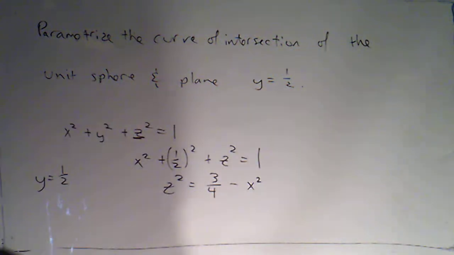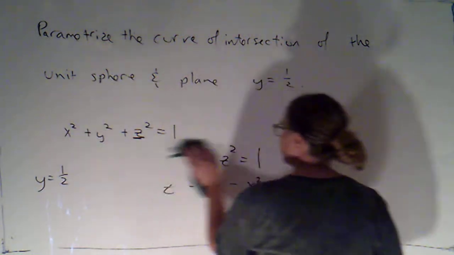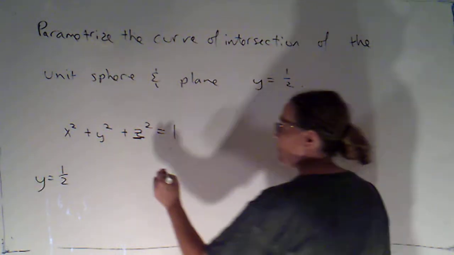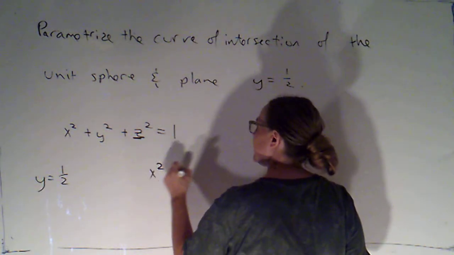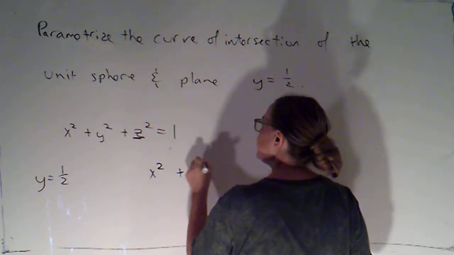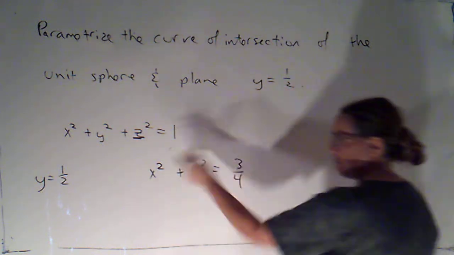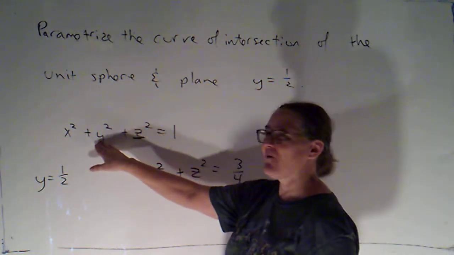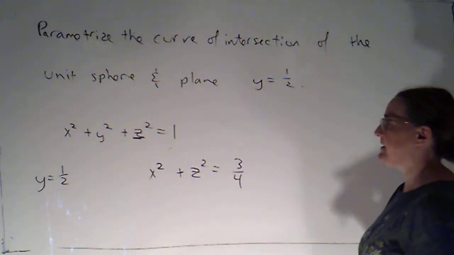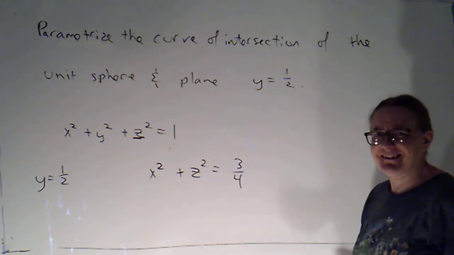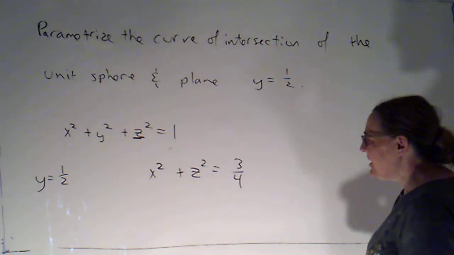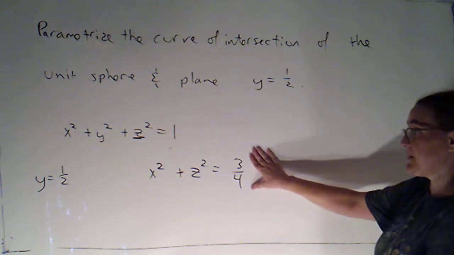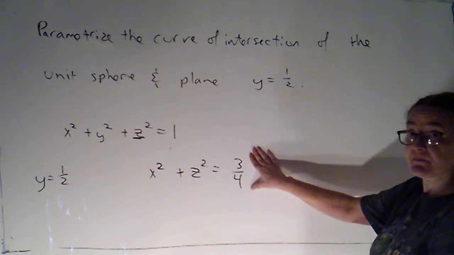However, that's not to say that I couldn't parameterize this, because I know that if I do plug in this 1/2 for y, I can keep this as x squared plus z squared is equal to 3/4, keeping the x and z on this side, replacing y with 1/2 and just moving that over. Well, I know what that is. That's just a circle of radius √3/2. Remember, this would be the radius squared.